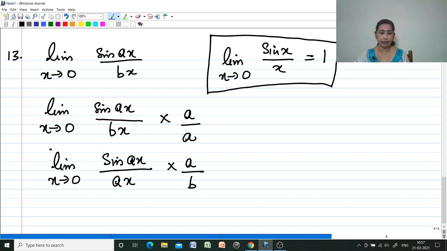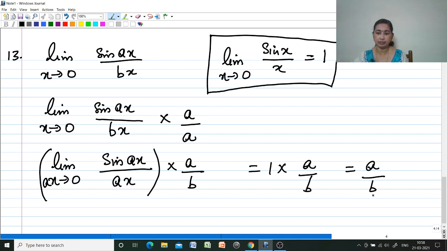Now we know that limit x tends to 0, sin x by x is equal to 1. Here, what is the coefficient? Whatever coefficient is in the numerator should be the same in the denominator. 1x here means 1x here; ax here means ax here, with ax tends to 0. So limit ax tends to 0, sin ax by ax is 1, into a by b. So the answer is a by b itself.